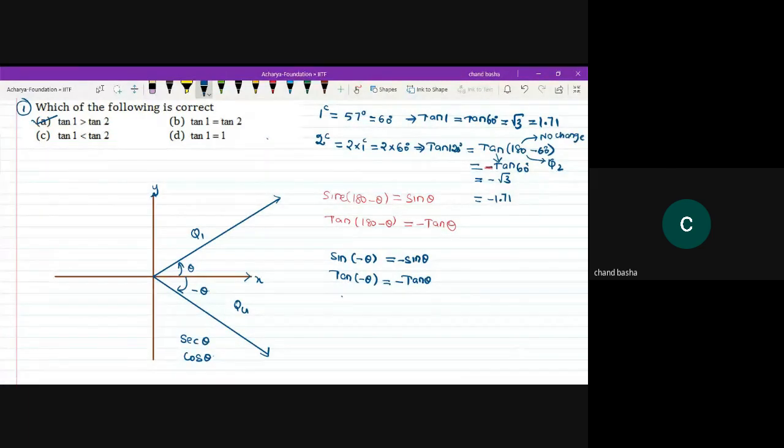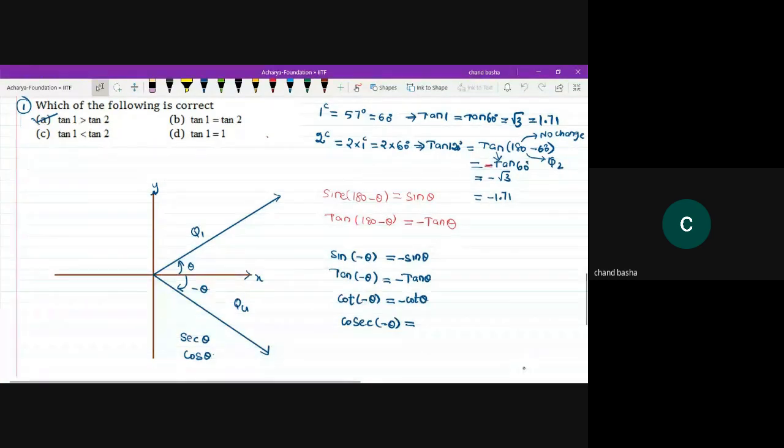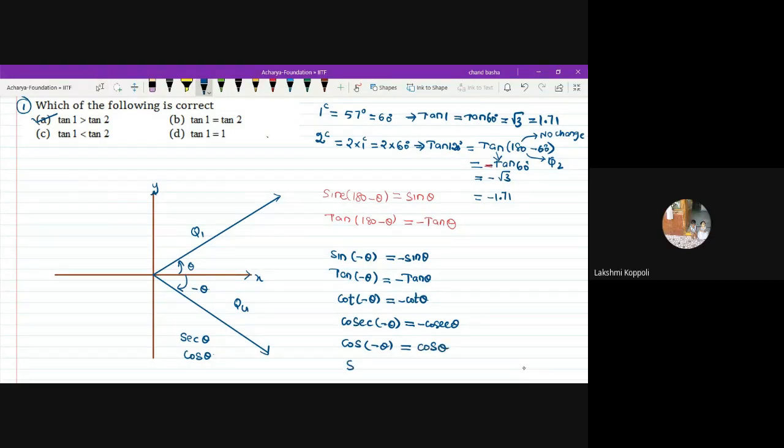Next, cot of minus theta is minus cot theta, and cosecant of minus theta is minus cosecant theta, because this is not the place of these 4, and these 4 cannot be allowed in the 4th quadrant. Who will be allowed in the 4th quadrant? These 2. Cos of minus theta is cos theta. Secant of minus theta is positive secant theta. These are the 6 trigonometric ratios for a negative angle.